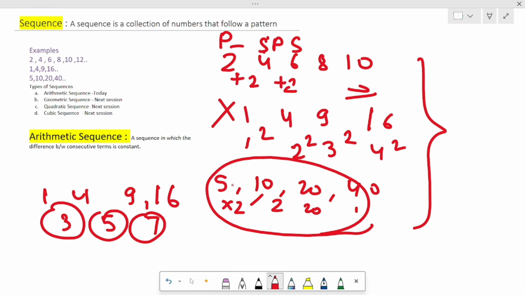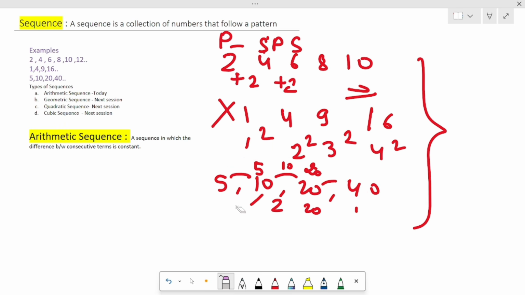If you see the third example, 5, 10, 20, and 40, here also the differences are 5, then 10, and then 20. So this is also not an example of an arithmetic sequence. So a sequence in which the difference between consecutive terms is constant, we call an arithmetic sequence. Hopefully this is now clear to you: what is a sequence and what is an arithmetic sequence.